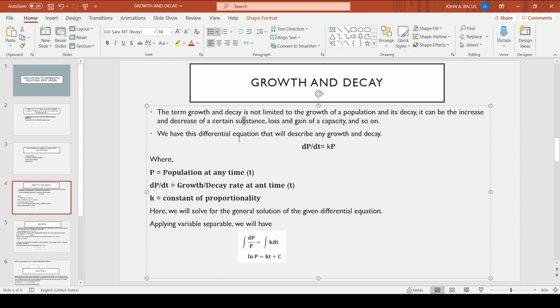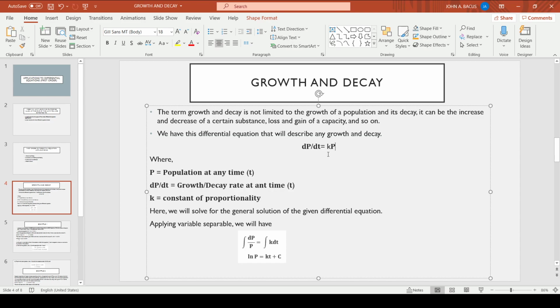So we have this differential equation that will describe any growth and decay: dP over dt is equal to kP, where dP over dt is the growth and decay rate at time t, P is the population at time t, and k is the constant of proportionality. Here, we can solve the general differential equation by the application of variable separation.